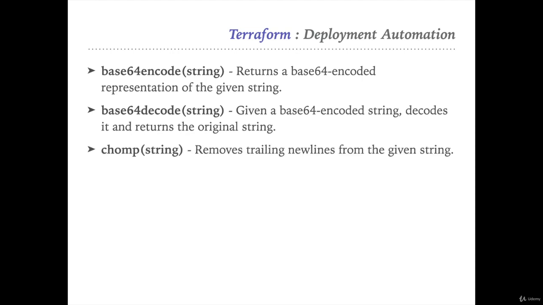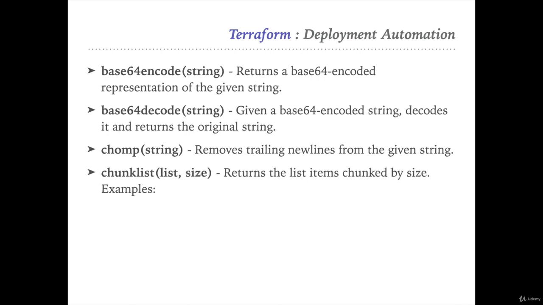The next function is chomp. It accepts a string and removes all trailing newlines from the given string. If the string we supply to this function has some trailing newlines, it will remove all of them.